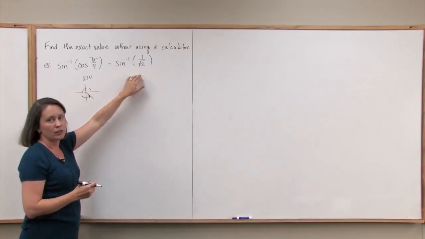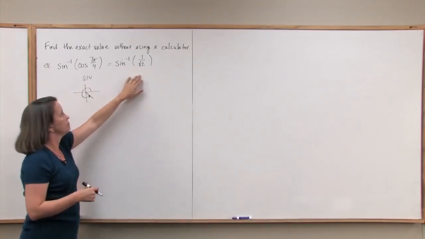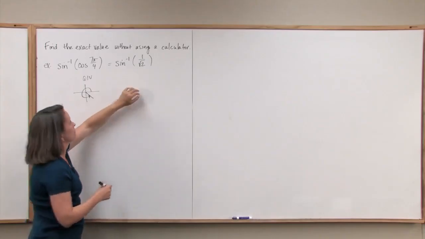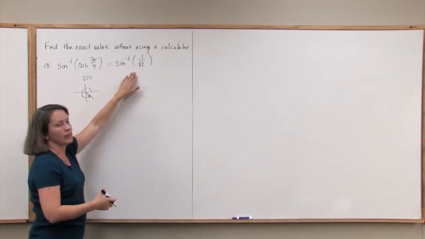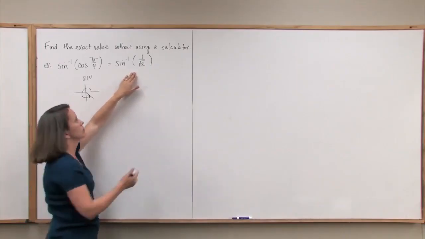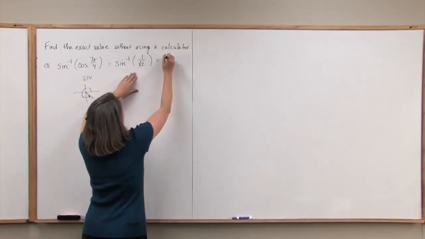What quadrant can this angle lie in? Its terminal side. The first? Right. In the first quadrant, what's the angle whose sine is 1 over the square root of 2? Correct, it's pi over 4.